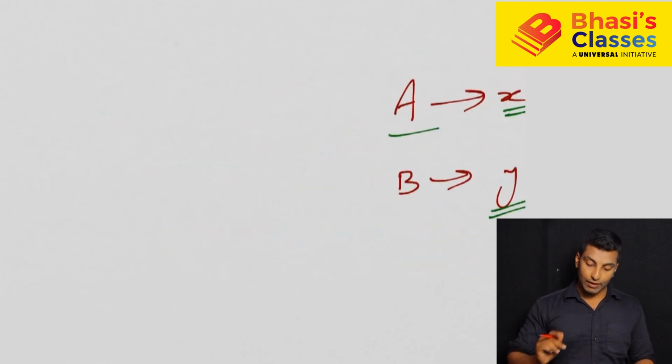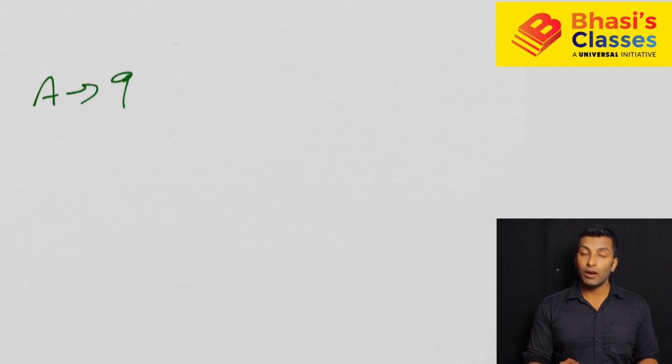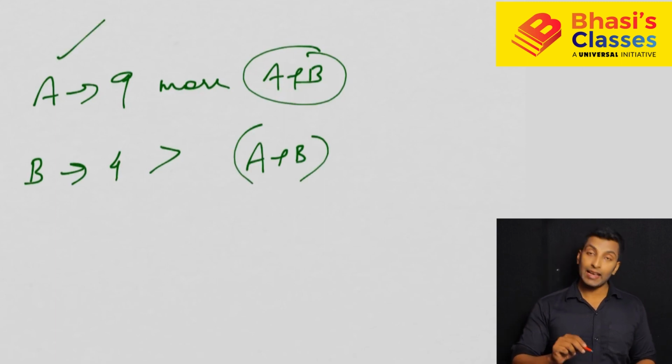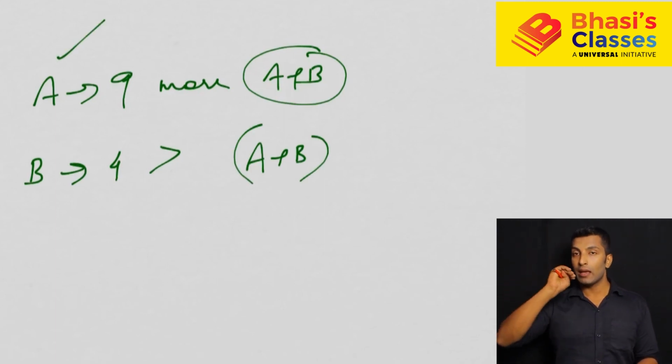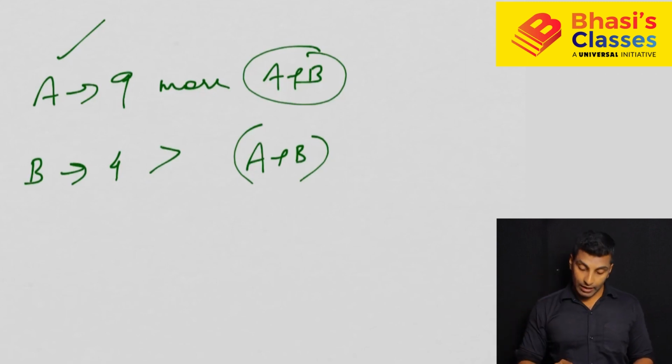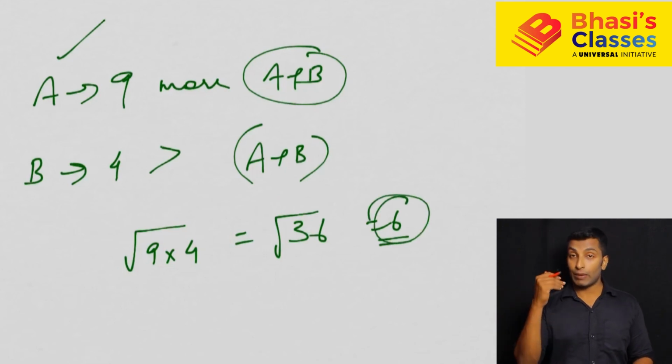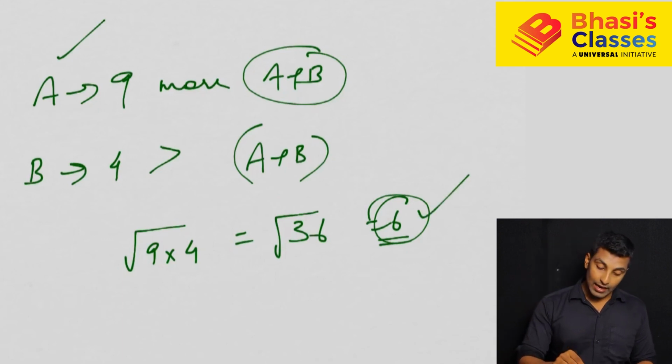So the idea is, I'll get questions like this. Let's suppose A takes 9 days more than A plus B working together. B working alone takes 4 days more than A plus B. You understood? A working alone takes 9 days more than A plus B. B working alone takes 4 days more than A plus B. Then A plus B working together is root of 9 into 4, that is root of 36, that means 6 days. So what is the question? If the question was A plus B working together, how many days is the work completed? 6 days. But I can ask you a different question also.